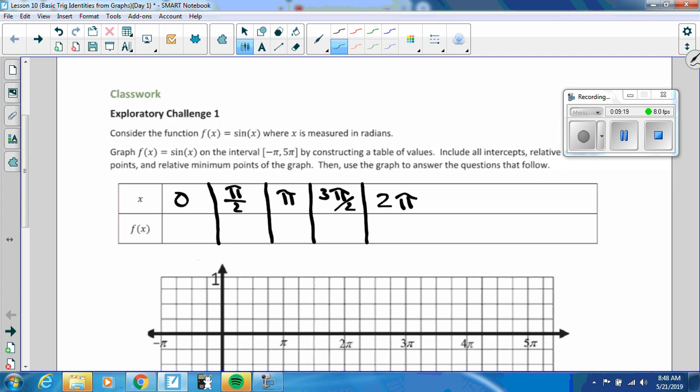I didn't need as much room. Oh, they want me to go out to 5 pi radians. Holy snap. They don't have enough room then, huh? Oh well.